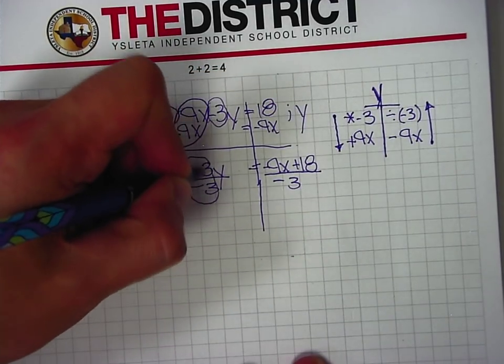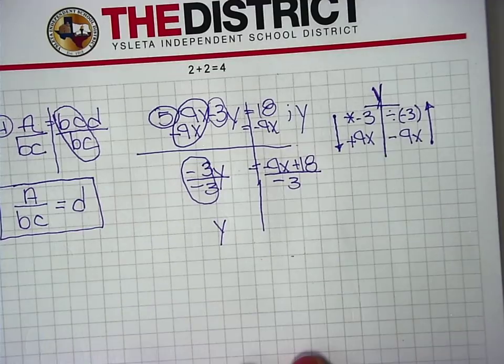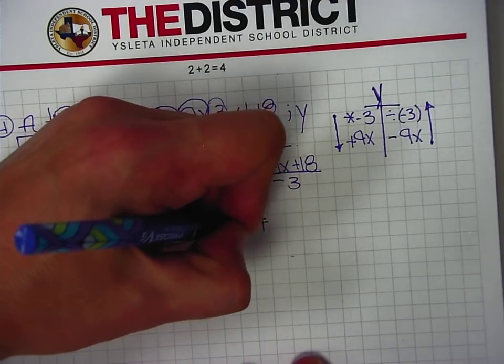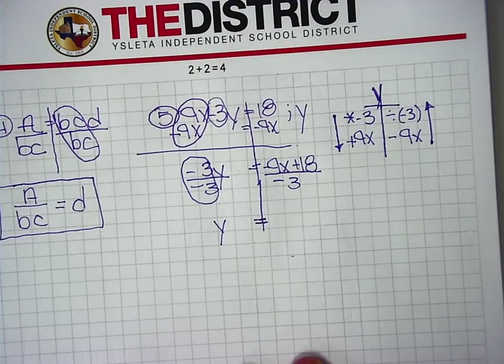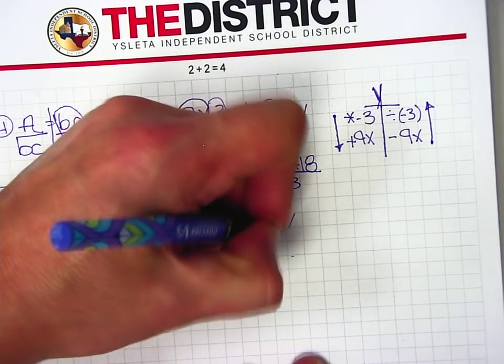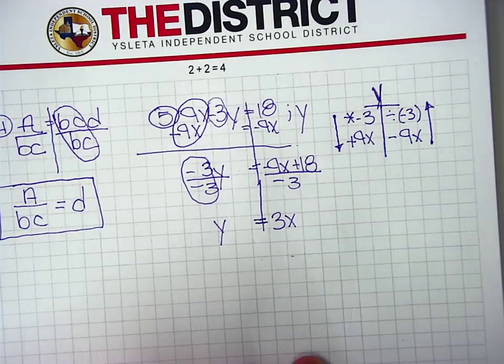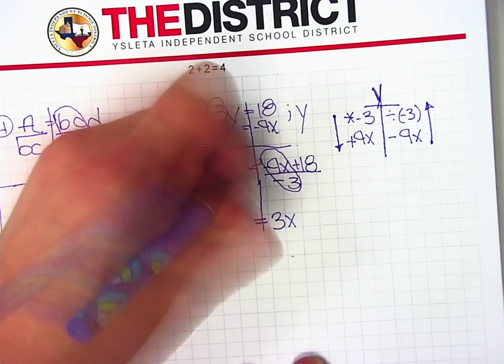-3 divided by -3 is 1 whole, or a single y. My equal sign falls down. -9 divided by a -3 is a positive 3, and the x just comes along for the ride. That's the first part of the math I did right there.